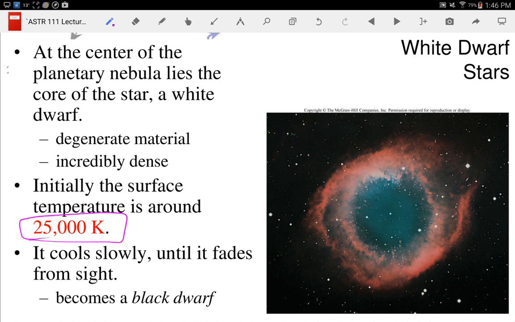Now let's compare that. What's the surface temperature of the Earth's sun right now? 5,800 kelvins, rounded off to the nearest 100 or so. So this is about 4 times that temperature. Now, of course, the core of the sun is at 15 million kelvins. So it's much cooler than the core, much hotter than the exterior.